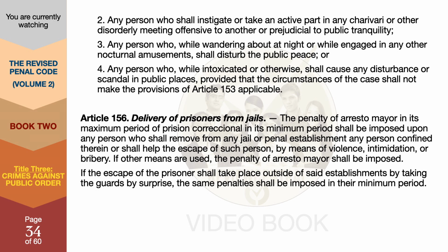Article 156. Delivery of prisoners from jails. The penalty of arresto mayor in its maximum period to prisión correccional in its minimum period shall be imposed upon any person who shall remove from any jail or penal establishment any person confined therein or shall help the escape of such person, by means of violence, intimidation, or bribery. If other means are used, the penalty of arresto mayor shall be imposed. If the escape of the prisoner shall take place outside of said establishments by taking the guards by surprise, the same penalties shall be imposed in their minimum period.